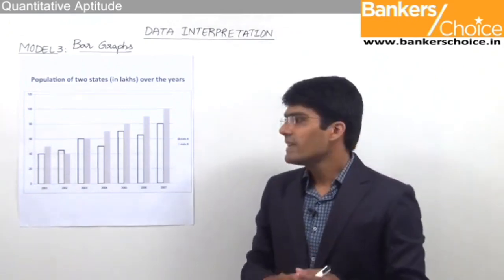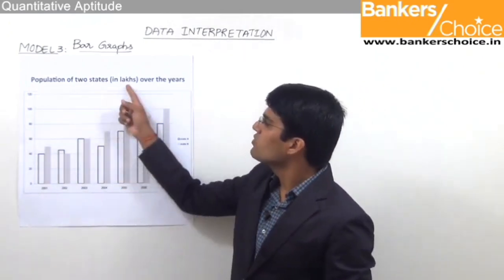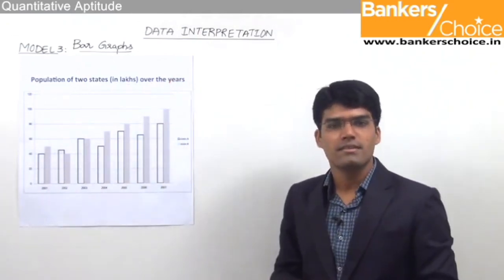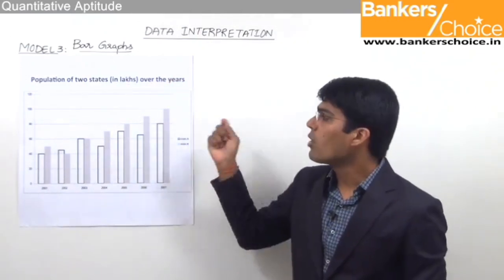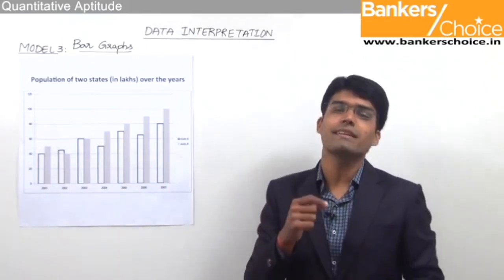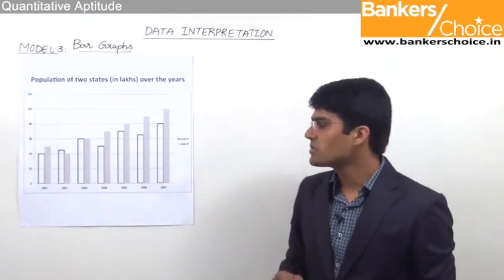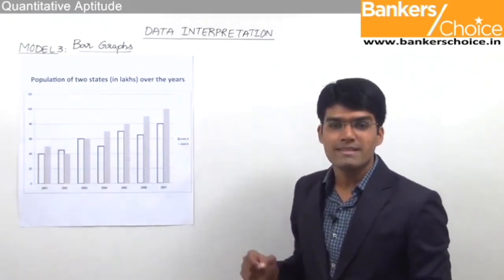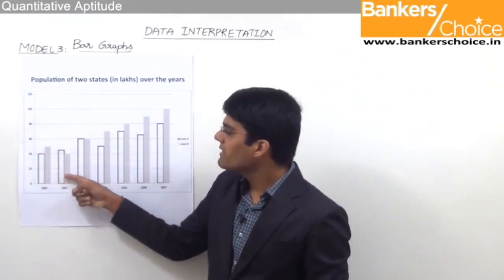So let's take an example of a bar diagram and see how to solve questions related to that. As you can see in the given diagram, we have a bar chart which shows the population of two states in lakhs over the years. So here the population of two states, state A and state B, is given over the years, and these populations are in lakhs. From 2001 to 2007, we know the population of two different states. The dark outline bar here is for state A and the shaded bar is for state B.